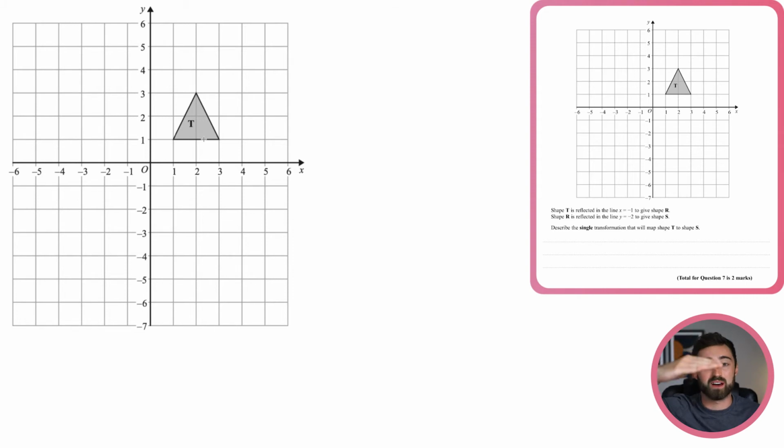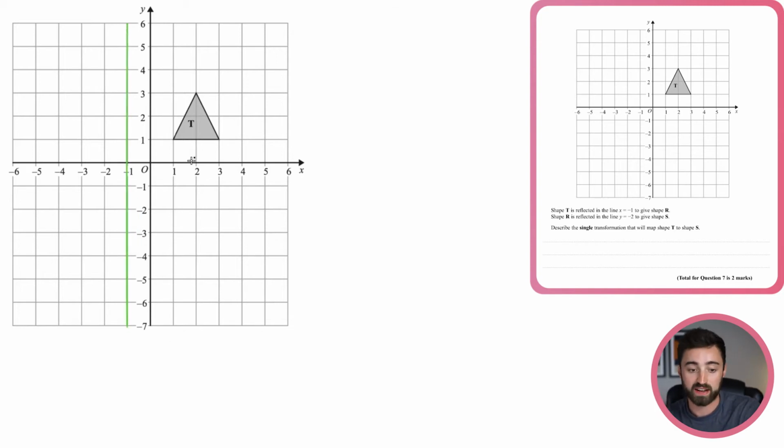So we have a bit of a path, right? T goes on to R, then R goes on to S. Let's get that down before we start thinking about the last bit, about the single transformation. So it's a couple of reflections, right? You need to draw the reflection line first, and then you can kind of get the shape, right? So x equals -1 is this line here.